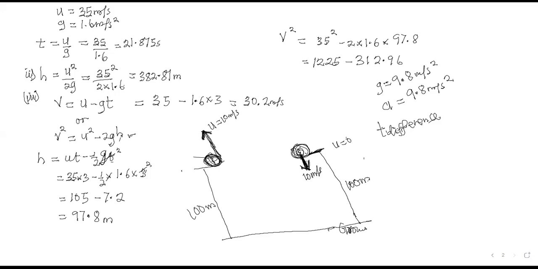P would go up just to a maximum height before it returns. So the time taken for P to reach the maximum height will be simply 10 over 9.8.